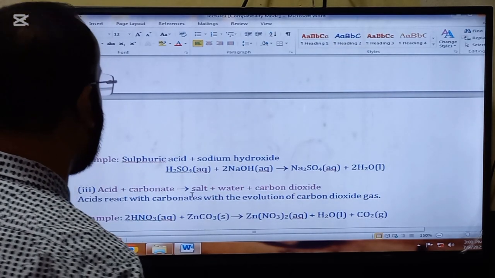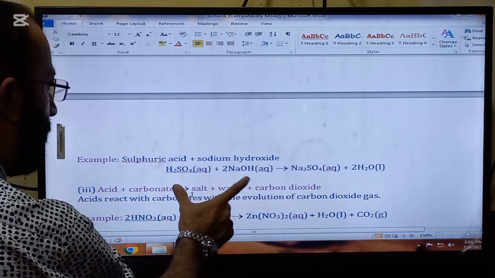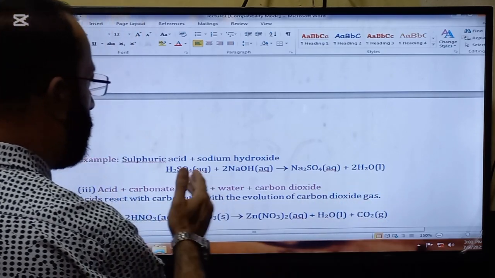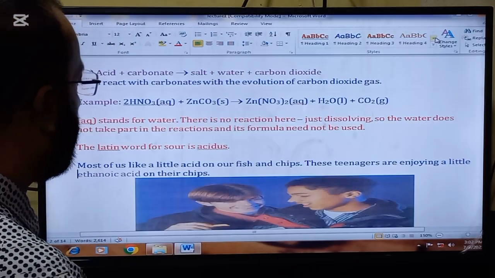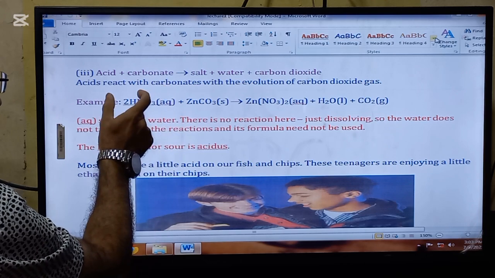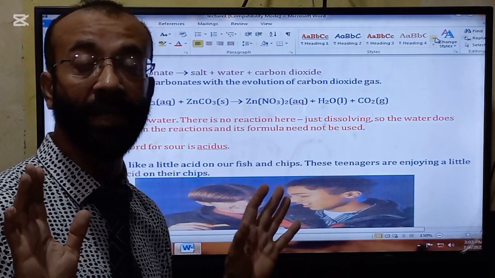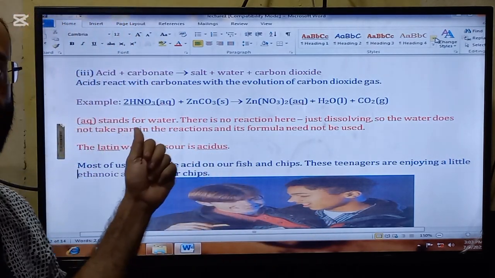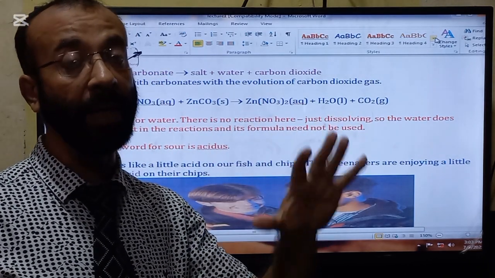You are going to read sulfuric acid plus sodium hydroxide. When they react, it forms Na2SO4 plus H2O. So acid and base react to form salt and water. The next reaction is acid and carbonate. When they react with each other, they form salt, water and carbon dioxide. So this is the general equation which you have to remember, which you have to learn. Whenever acid reacts with carbonate, they form salt, water and carbon dioxide.